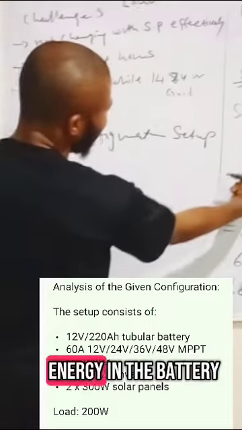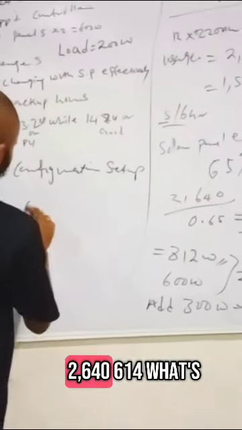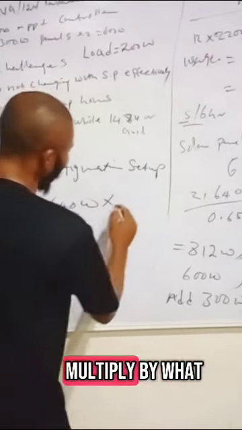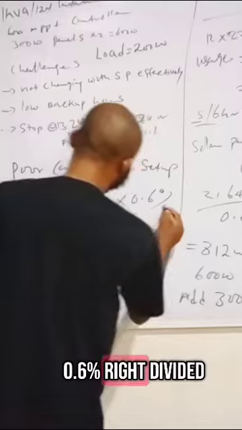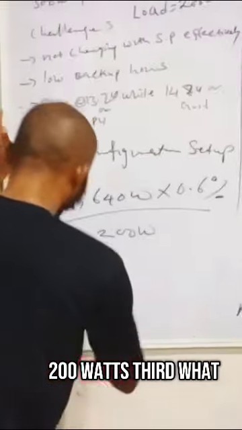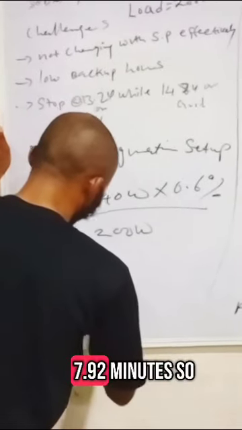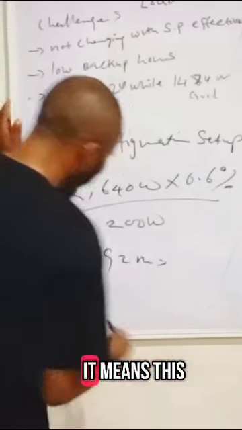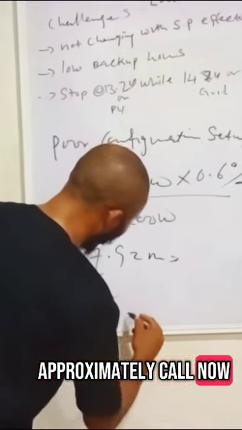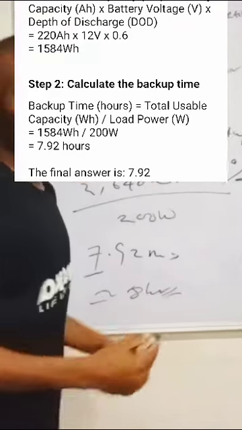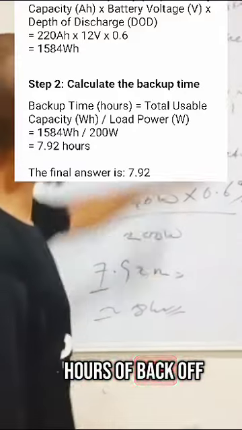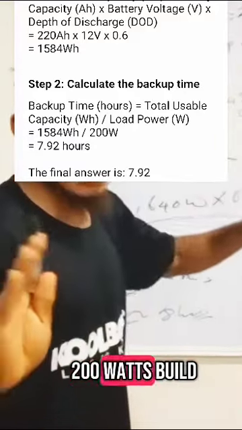What is the total amount of energy in the battery? 2,640 watt hours. Multiplied by the battery efficiency, 0.6, divided by the load of 200 watts. That would be 7.92 hours. Approximately, that would be 8 hours. It means this customer is supposed to be getting between 7 to 8 hours of backup if he is using a 200 watt load on the system.